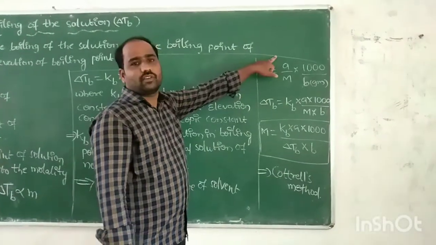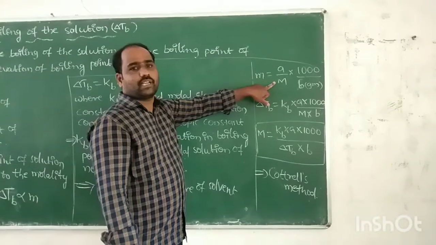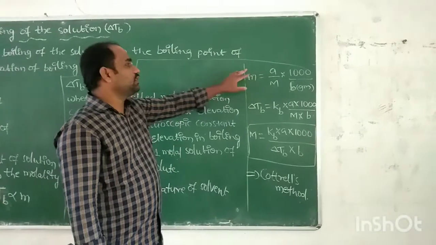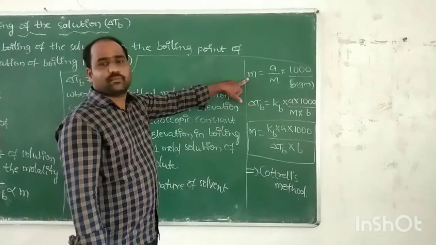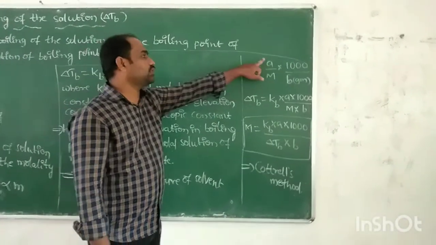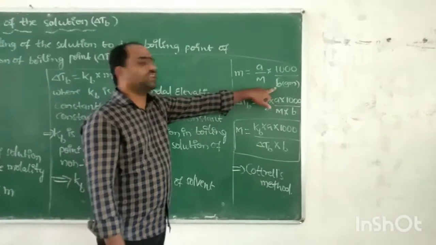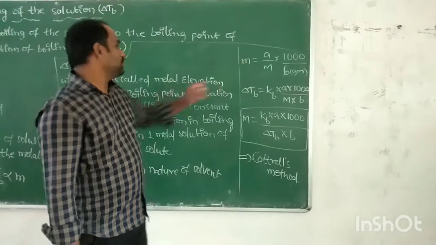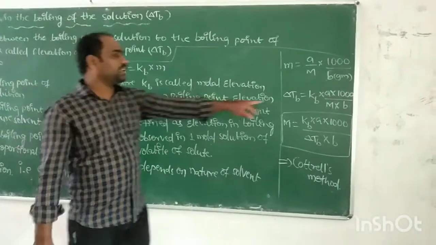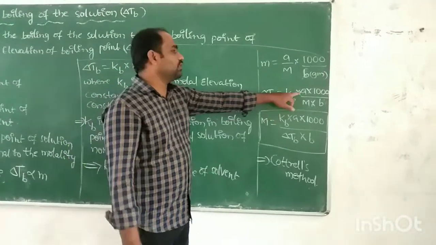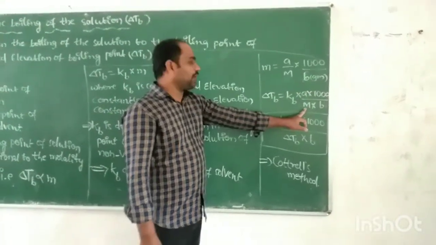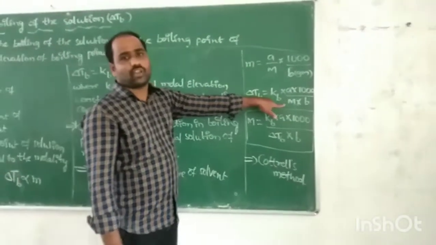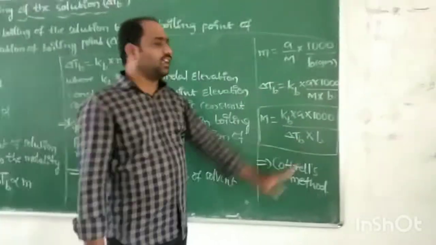If A grams of the solute of molar mass capital M is dissolved in B grams of the solvent, then the molality of the solution is given mathematically as small m is equal to A by M into 1000 by B in grams. Now we substitute the molality value in this equation. We get delta Tb is equal to Kb into A into 1000 by capital M into B. Here A is the weight of the solute, capital M is the molar mass of the solute, and B is the weight of the solvent in grams.